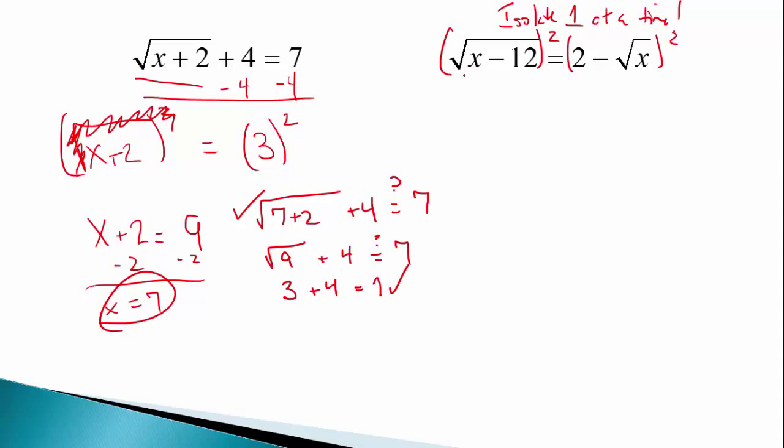Okay? The left side radical will cancel out, and I get x minus 12. The right side's a little bit trickier. I get the quantity of 2 minus root x, all of it squared.